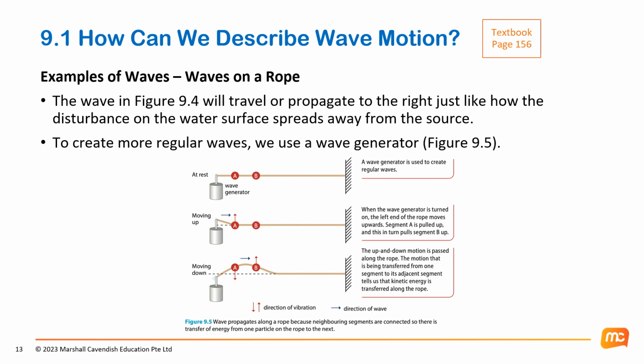So B is going to actually also end up pulling the next particle, which is not illustrated in this diagram, up. So over time, you will see that this shape will move from left to right. So the direction of the wave is from left to right, whereas the direction of the vibration of the particles is up and down. So this is what we call a transverse wave. And here's another example which makes it even more clear.